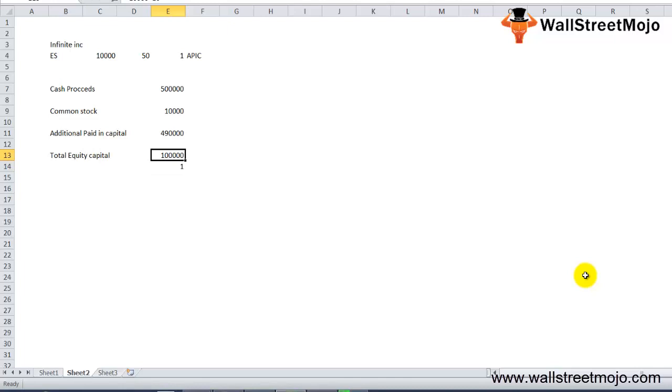If the shares are standing at, let's say, 50 per share, that means the total equity share capital will be 10,000 into 50. The catch is the par value, which is just $1, and that means we need to attribute the respective amount to par value stock. So here the par value would be 10,000 into 1. That's going to be $10,000.